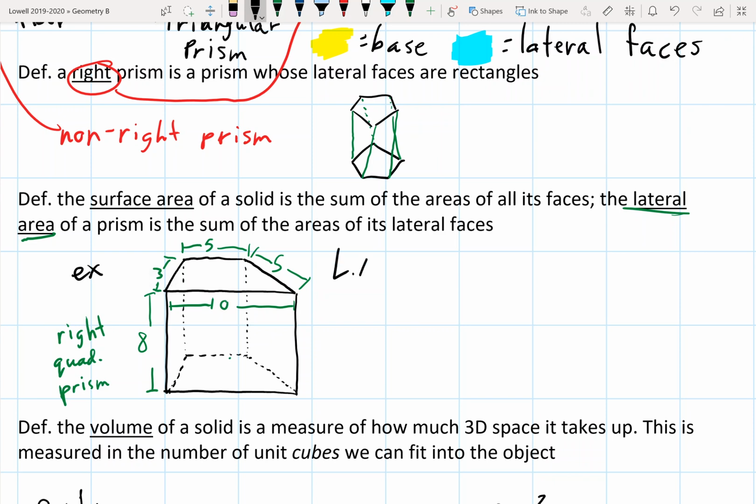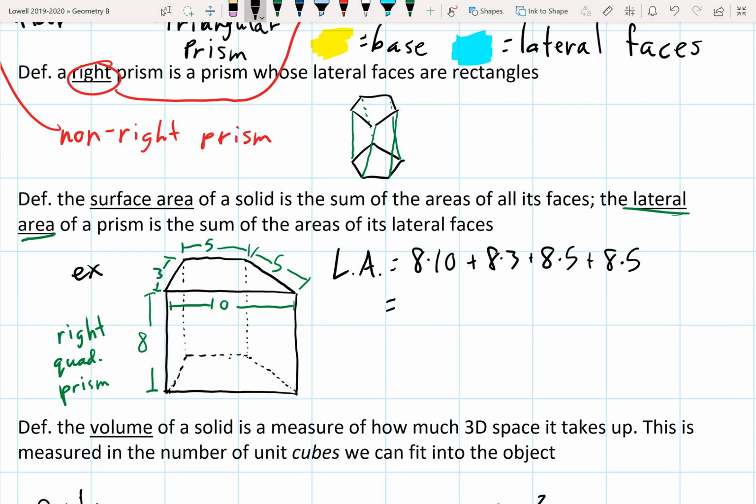So I'll call it the lateral area is equal to, let's see, the first rectangle that's closest to us is the area of 8 times 10. And I'll go clockwise. The next one is 8 times 3. The one in the back is 8 times 5. And then the one on the right side is going to be another 8 times 5.